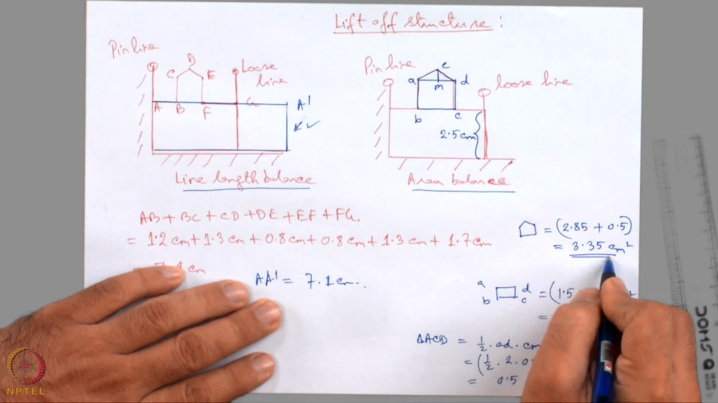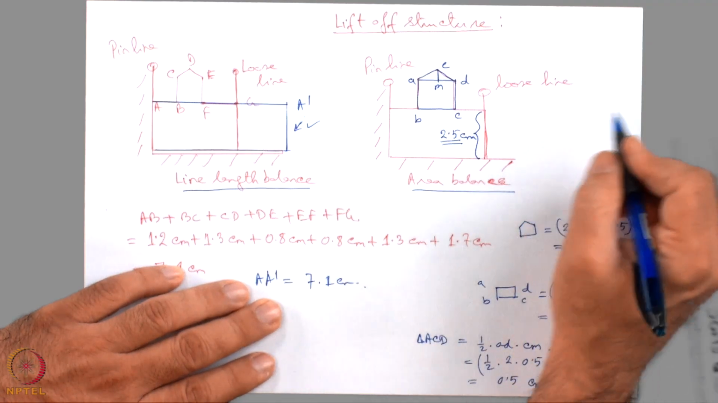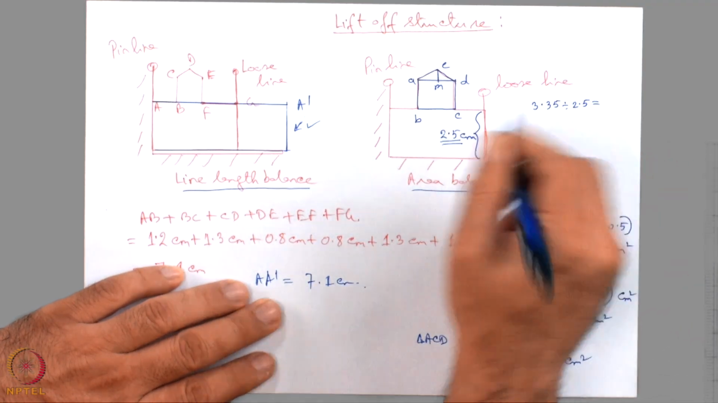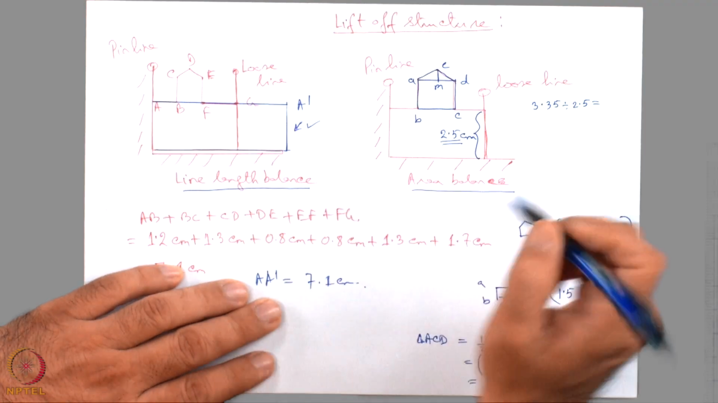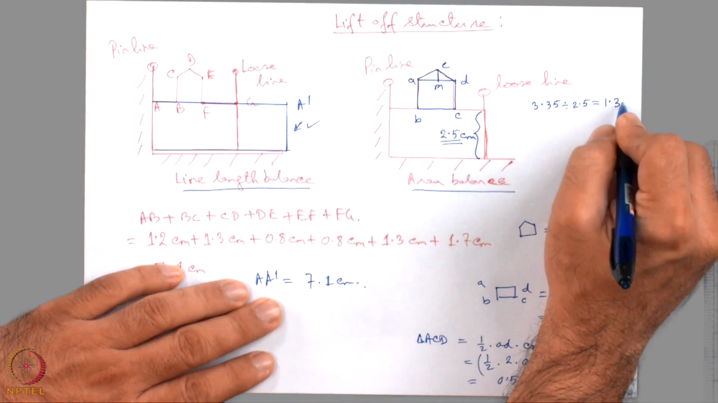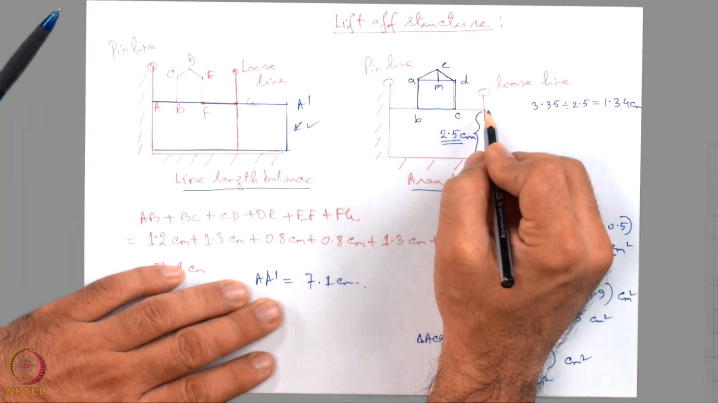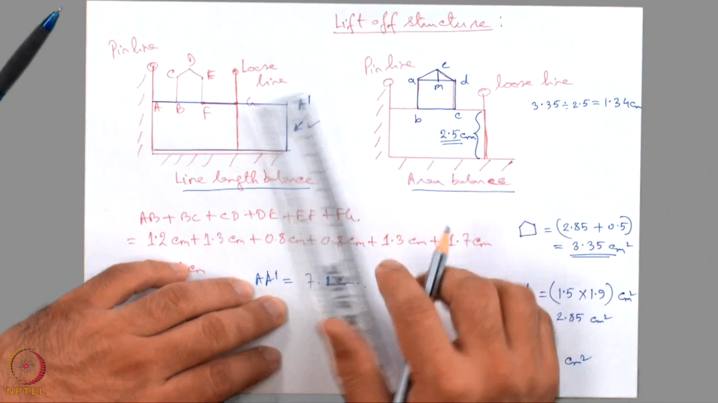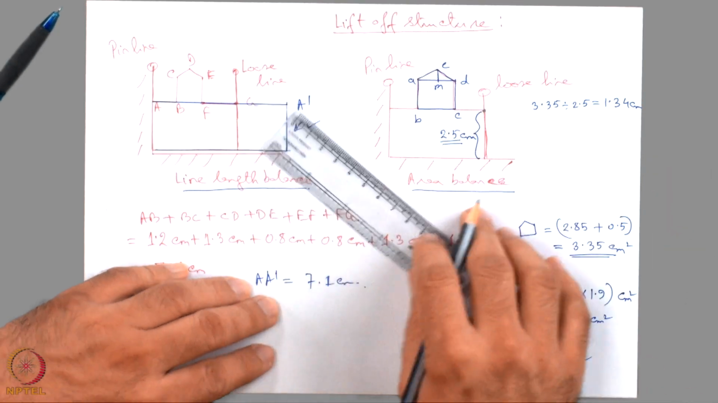Now we want to find out this length, which is 2.5 centimeter. Divide this length by 2.5. 3.35 divided by 2.5 equals to 1.34 centimeter. Now I have to draw a line of 1.34 centimeter in this direction from this particular point.